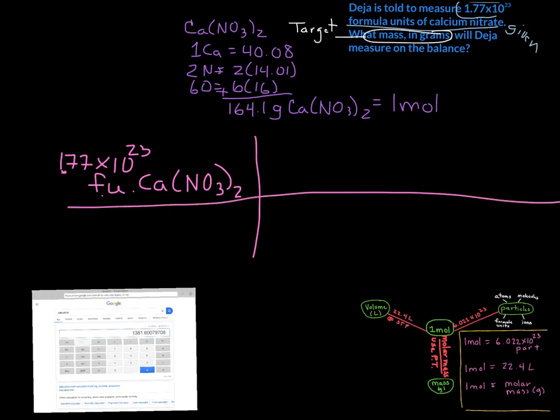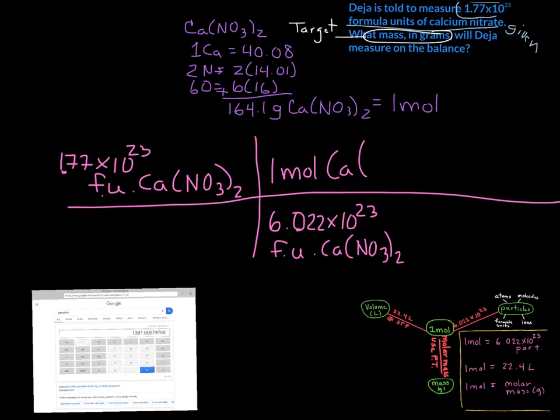And we're going to build our T-chart. So the formula units go on the bottom. So we're going to put Avogadro's number on the bottom. And that's going to be 6.022 times 10 to the 23rd formula units of calcium nitrate to 1 mole of calcium nitrate.